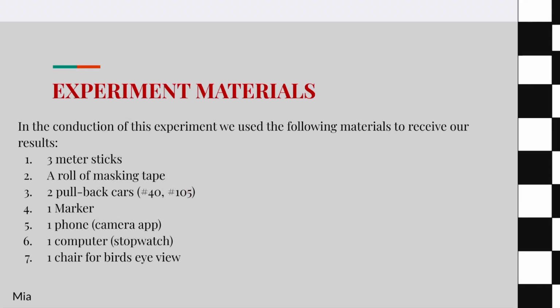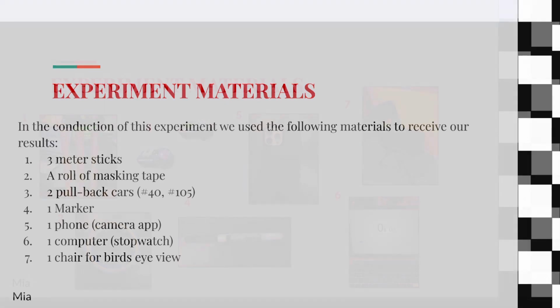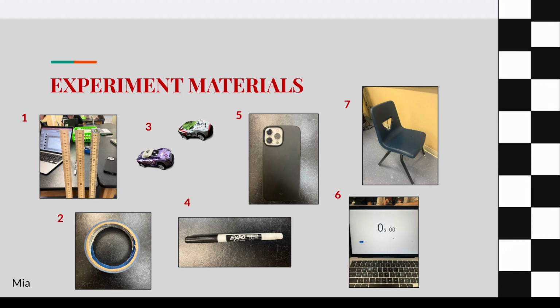So, what experiment materials did we end up using? In our experiment, we ended up using 3 meter sticks, a roll of masking tape, 2 pullback cars, specifically number 40 and number 105, 1 marker, 1 foam to use as a camera, and 1 computer to use as a stopwatch, and then 1 chair to use to get our bird's eye view. On this slide, we present all the materials that we did end up using with little numbers that align to the last slide so you can really visualize the specific materials that we did use.